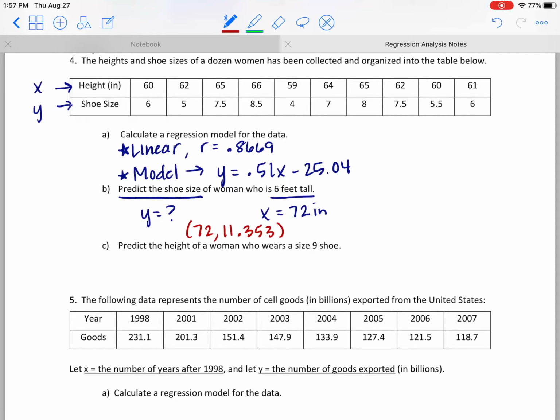Okay, so now what does that mean? Well, based on the data here, if we wanted to make a prediction with that regression model, if a woman was 6 feet tall, she'd probably wear a size 11 or 11.5, right? 11.353 doesn't exist as a shoe size, so she'd probably wear an 11 or an 11.5. Okay, not so bad.